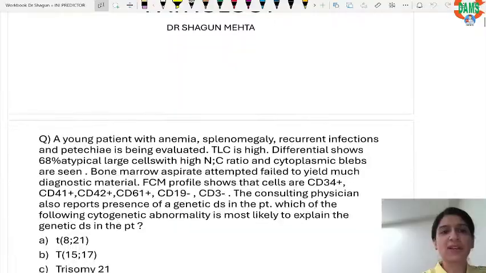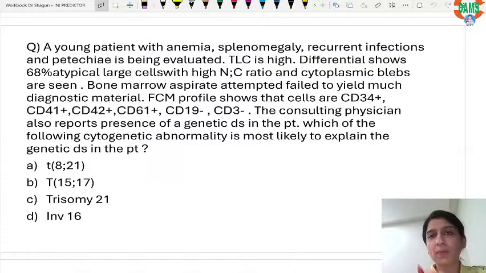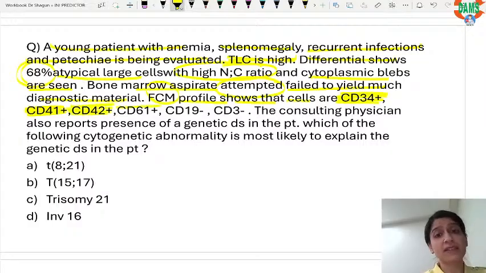Okay. So let us start with my first question. I have tried to incorporate all the important questions which I want all of you to remember. The first question is a young patient with anemia, splenomegaly, CD42 positive, CD61 positive, very nice, and CD19 and CD3 negative. The consulting physician also reports presence of a genetic disease in the patient. Which of the following cytogenetic abnormality is most likely to explain the genetic disease in the patient?